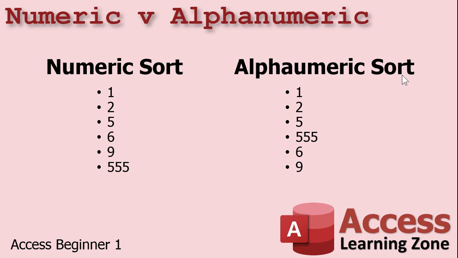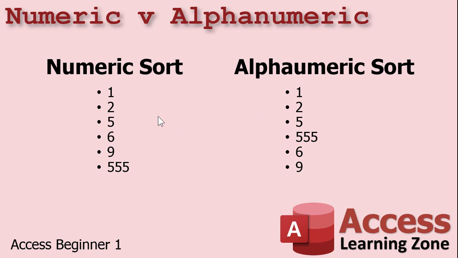In an alphanumeric sort, they're sorted by character. So all the 1s would stay together, the 2s, the 3s, the 5s, right? 555 would come right after 5 because this 5 is less than 6. See the difference? And an alphanumeric sort obviously works with characters A through Z too, okay? So that's the difference between those two sorts.